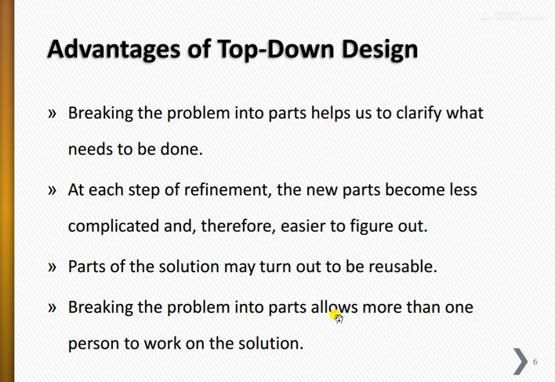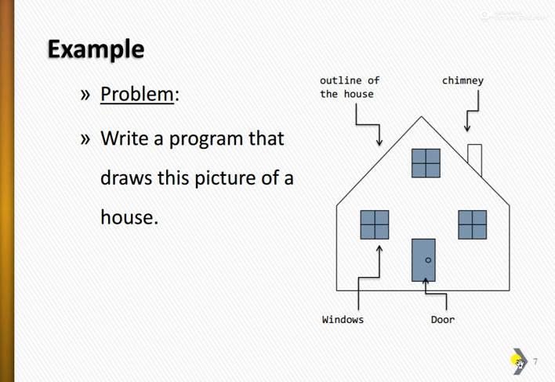Breaking the problem into parts allows more than one person to work on the solution. Obviously, when you divide the main problem into various parts, then different people work on the same problem because they are working on different parts of it. So as a whole, they are working on the same problem to find the solution.